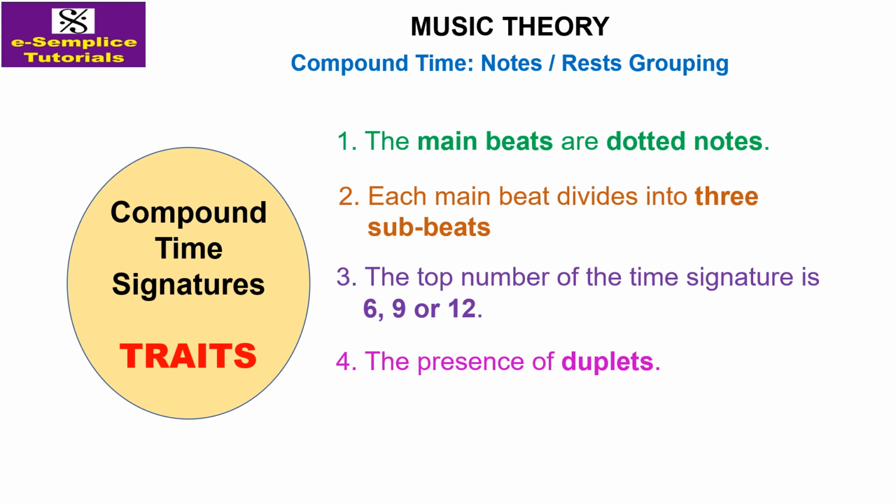4. The presence of duplets. Once you see a line of music and you see a duplet, it means it is a compound time signature. 5. The presence of dotted rest. Looking at an extract, if you see dotted rest in the extract, it means it is a compound time.